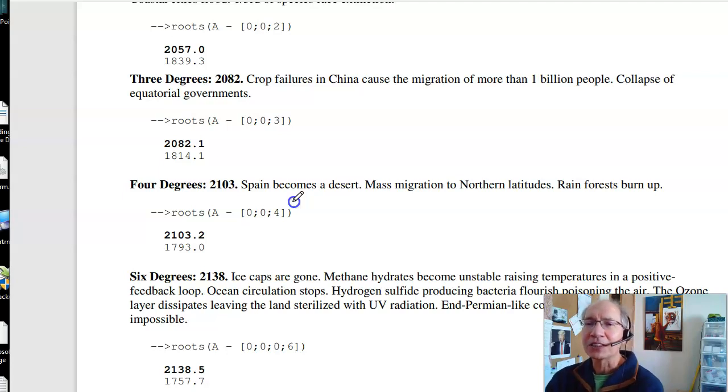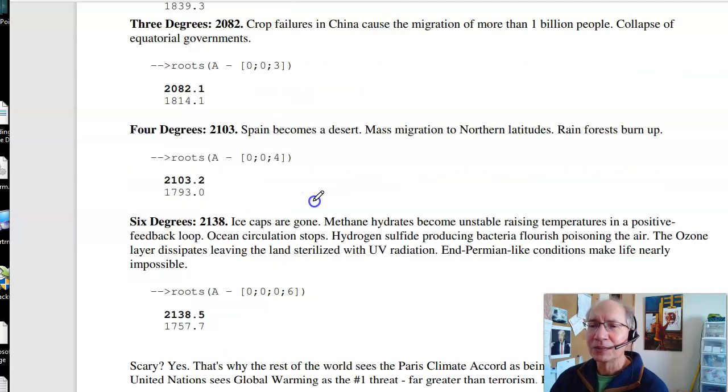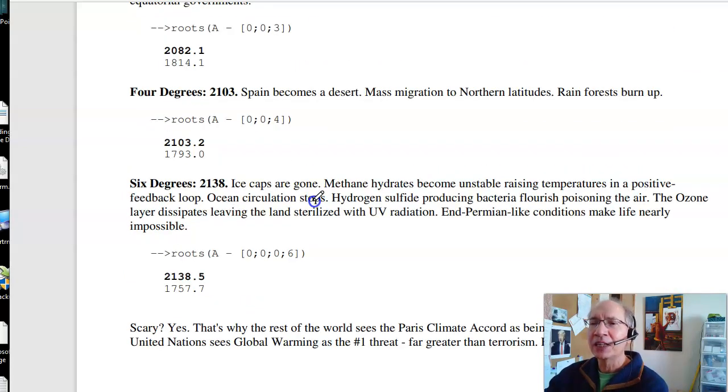4 degrees Celsius. Spain becomes a desert, Mexico becomes a desert, mass migration to northern latitudes, rainforests burn up. 6 degrees. Ice caps are gone, methane hydrates become unstable, raising temperatures in a positive feedback loop. Ocean circulation stops. Hydrogen sulfide producing bacteria flourish, poisoning the air. Ozone layer dissipates, leaving the land sterilized with UV radiation. Basically, you've got another Permian-like condition. That's in the year 2138, about 110 years from now.